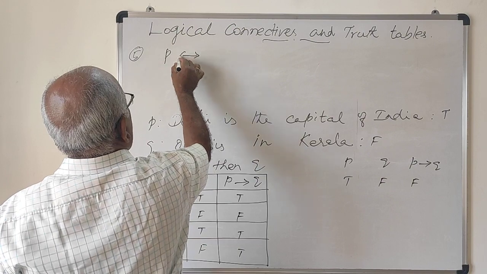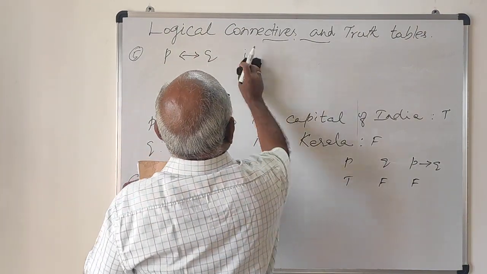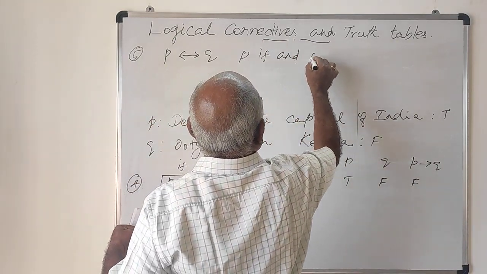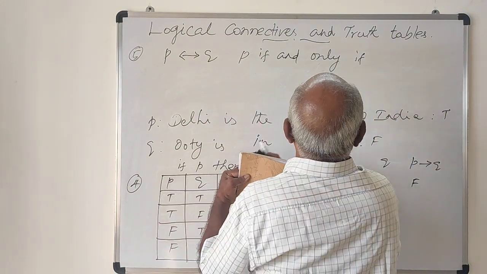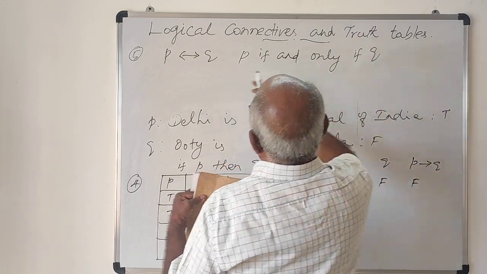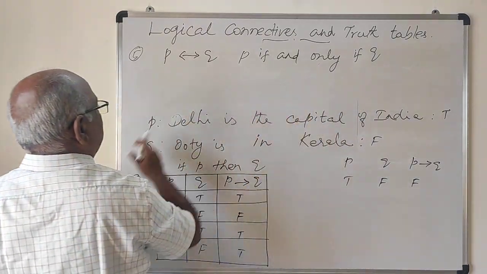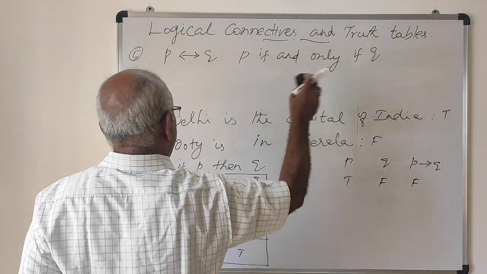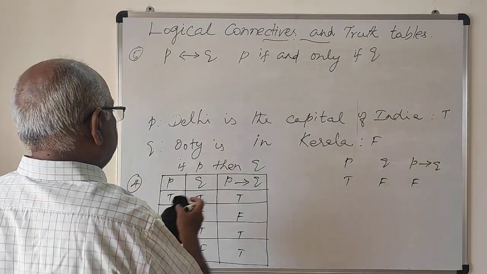Biconditional statement, that is the fifth one. P if and only if Q. If P if and only if Q, biconditional statements are two-way implications. For this also we can consider: Delhi is the capital of India if and only if Ooty is in Kerala. Like that, you consider this.